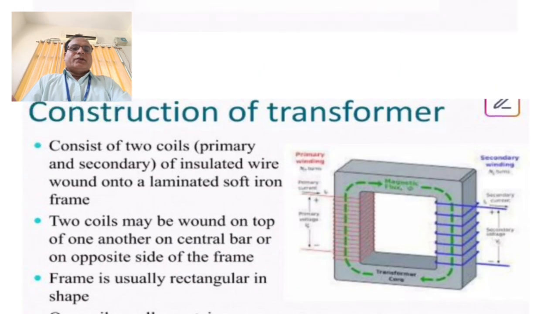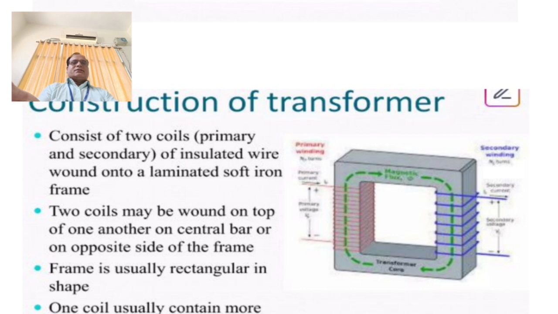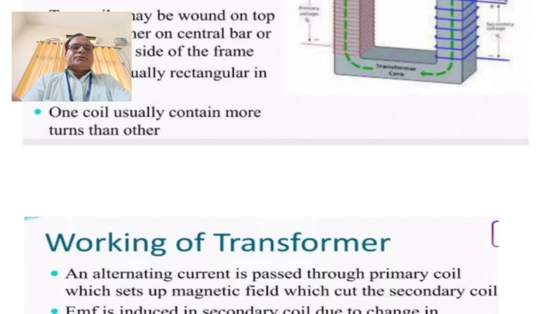This is the construction of the transformer. It consists of two coils, primary and secondary, which are insulated, wound on a laminated soft iron frame. The two coils may be wound on top of one another or on the central bar on opposite sides of the frame. The frame is usually rectangular in shape. One coil usually contains more turns than the other.